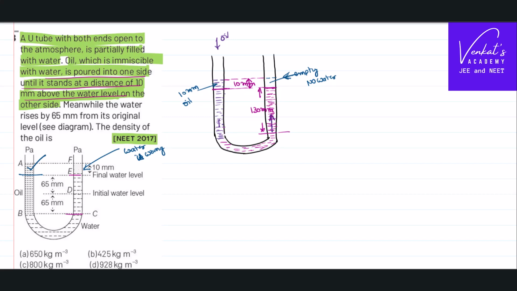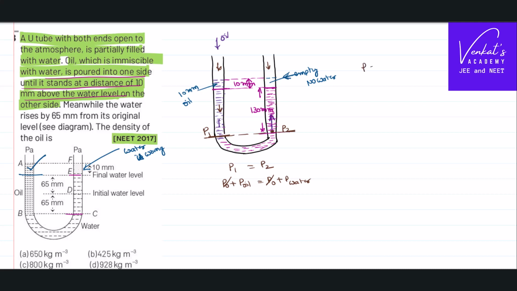Now solving the problem is quite easy. What we can say is these levels are the same. So the pressure at this point equals the pressure at this point because the levels are the same. At this point, pressure is due to atmosphere as well as the liquid. So P naught plus P oil. At this point, pressure is again due to atmosphere and water. So P naught plus P water. P naught and P naught will cancel. So P oil equals P water.